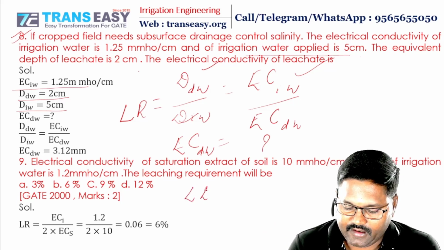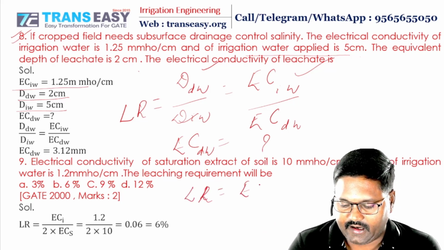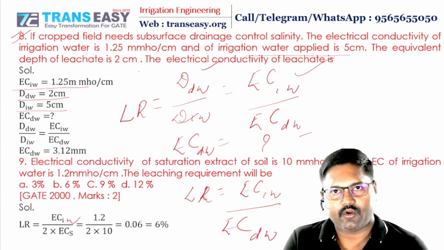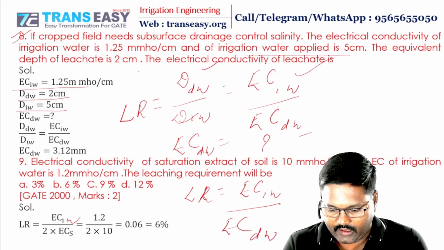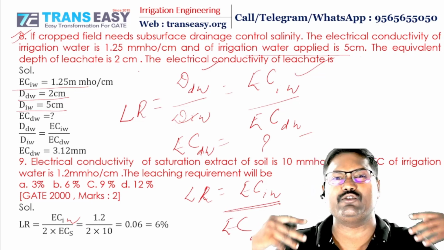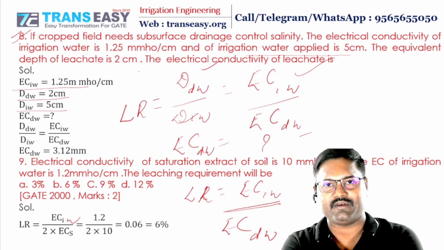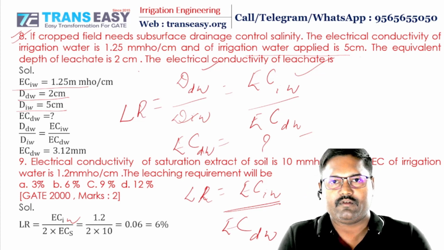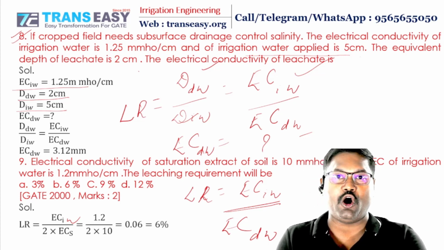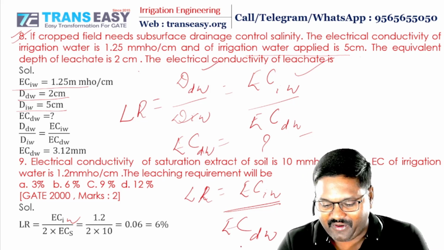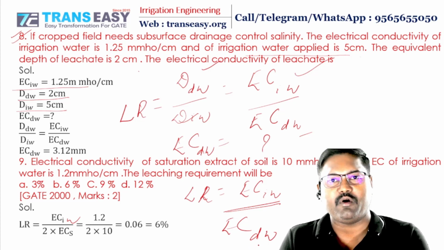So leaching requirement is equal to electrical conductivity of irrigation water upon electrical conductivity of drainage water. From the second form of JD Rhoades' formula, guys, electrical conductivity of drainage water is 2 times electrical conductivity of saturated extract. If there is no information like salt concentration tolerated by crops for 90% or more than 90% yield, so we'll use the second formula of JD Rhoades.